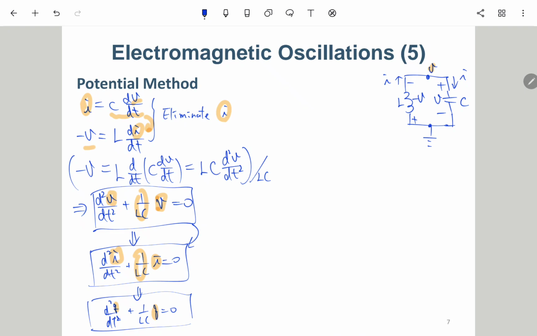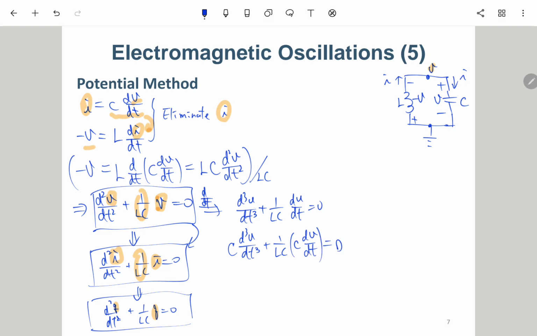Okay, so actually we can take the derivative on both sides. So we have a third derivative with respect to v, and then plus LC times dv/dt. Okay, so we just take the derivative on both sides, and then we can just multiply it by C, so it becomes C d³v/dt³, and then plus 1 over LC times C dv/dt.